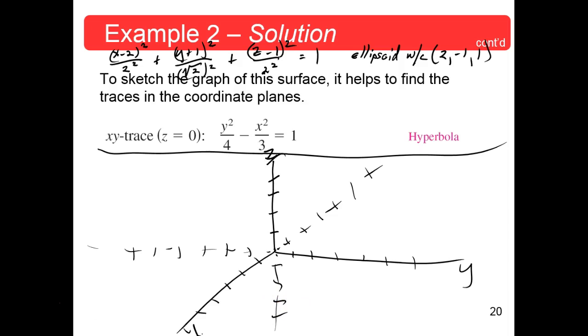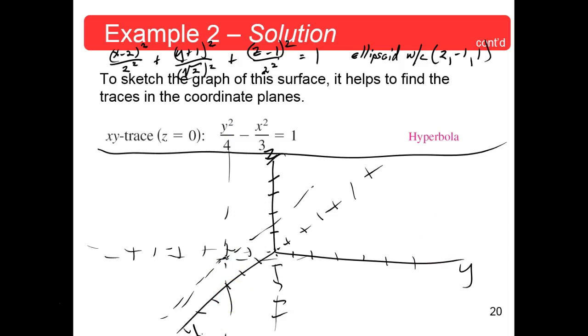Okay. Let's find the center. That's +2 on X, -1 on Y, and +1 on Z. So there's your center of this ellipsoid. Something like that. Okay? Now, let's parallel an x-axis here. Let's parallel a y-axis here. And parallel a z-axis here. Okay.